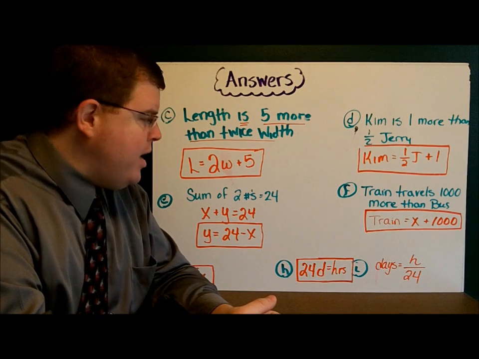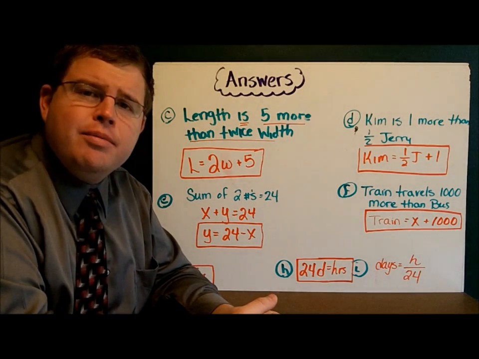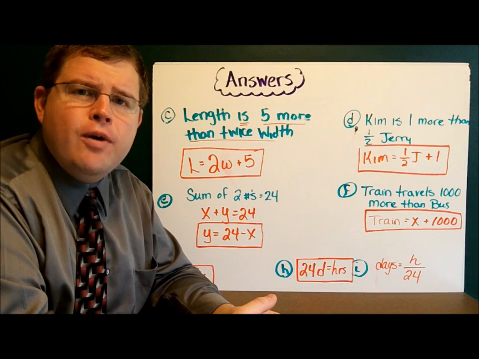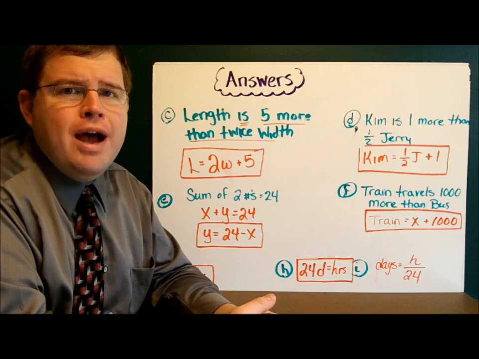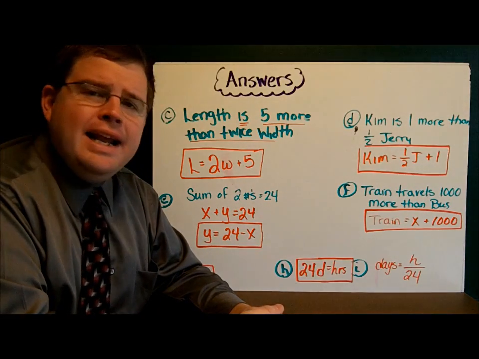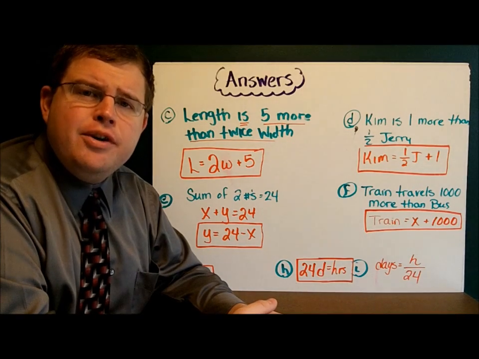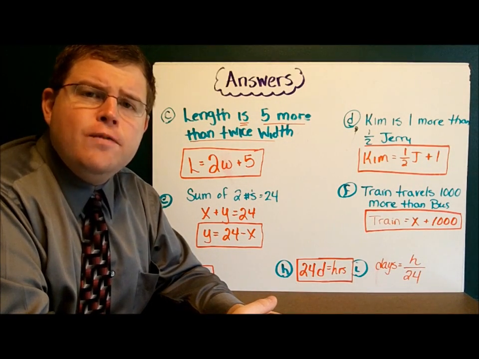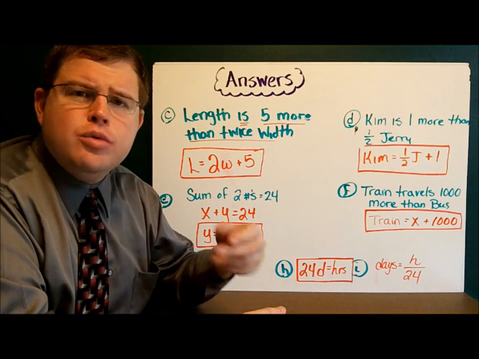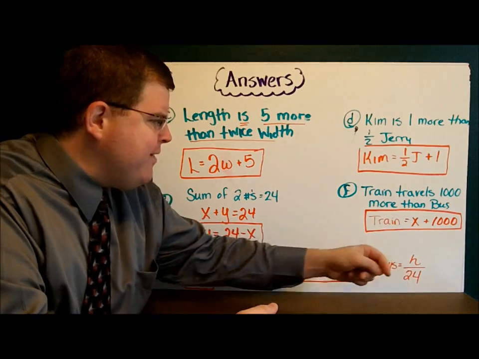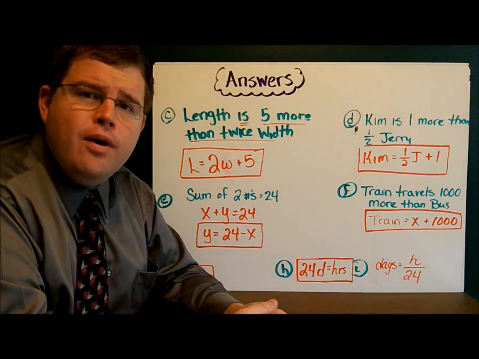H, 24D. If you want to know how many hours in a certain number of days, just take however many days you had and multiply it by 24 hours. Each day has 24 hours. And finally, the number of days in H hours, well, every 24 hours that I have is 1 day. So if I had 48 hours, 24 goes into it twice. So I take however many hours I have and divide it by 24.